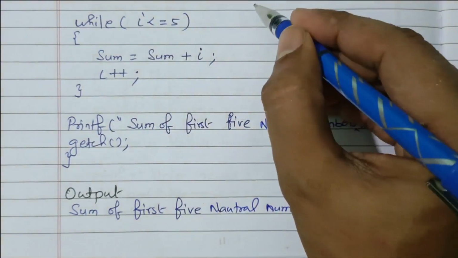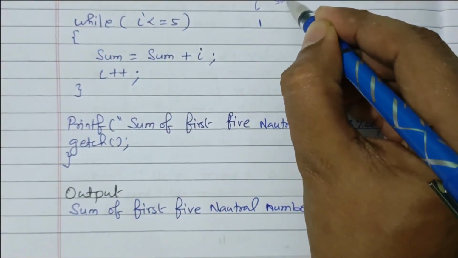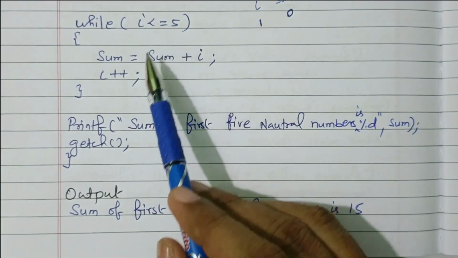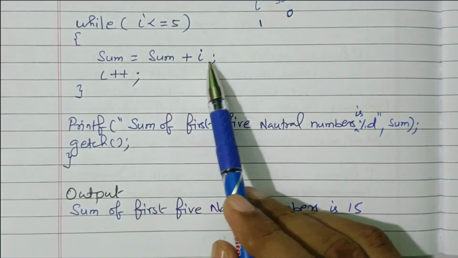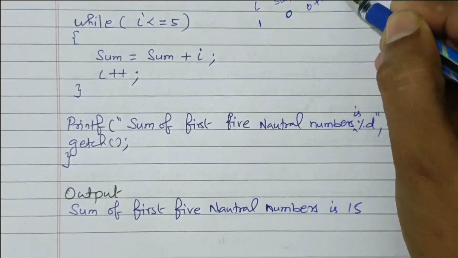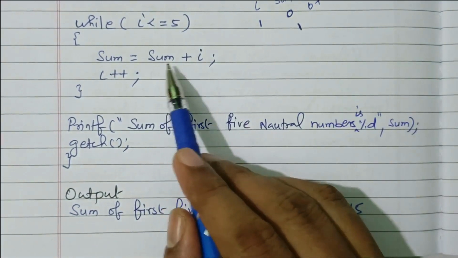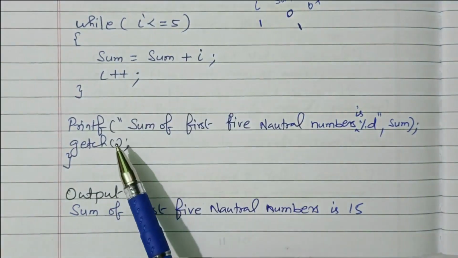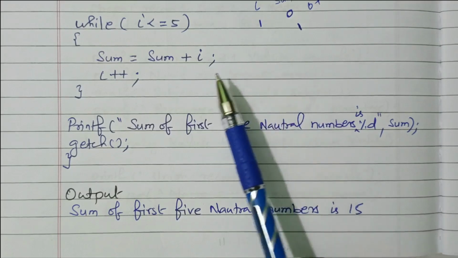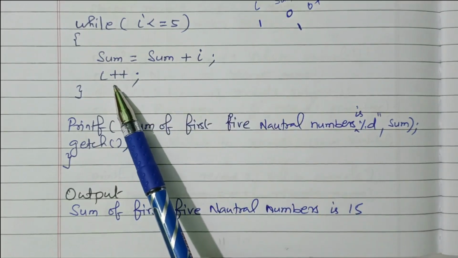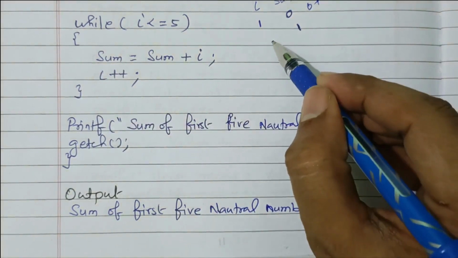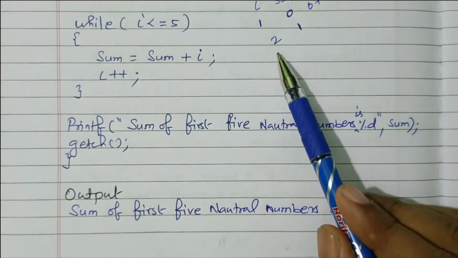Initially the I value is 1 and sum is 0. So the condition is correct. What will happen? Sum equal to sum plus I. Sum is 0, then I is 1. So 0 plus 1, it becomes 1. Now the sum value becomes 1 because sum and I are added and that is stored in the sum itself, right. Then what we are doing? I plus plus. We are incrementing the value. I was 1, I plus plus means it becomes 2. Right. Now the I value is 2.